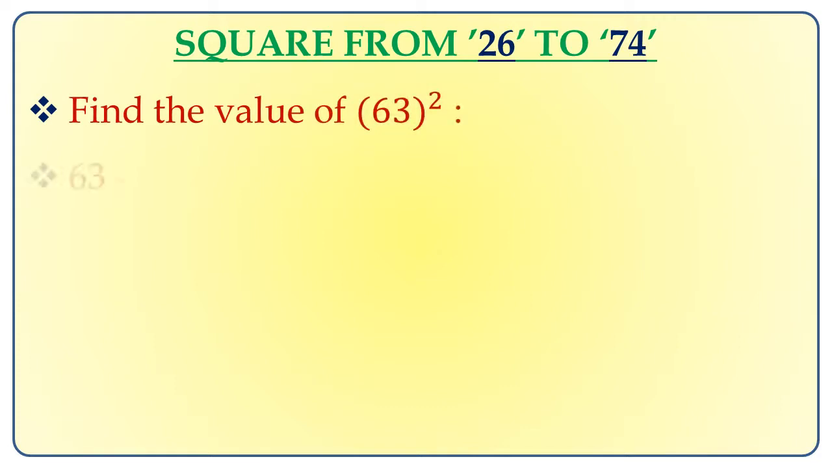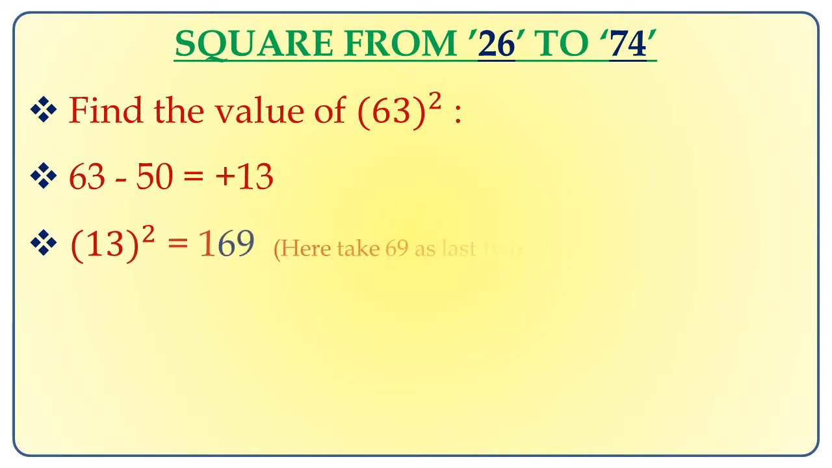Our first line of action is we have to find the difference of 63 and the base number 50. It is 13, or we say it is plus 13. Plus because the number is more than 50. Now 13 square is 169. But what is our rule? Our rule is that we can take only 2 digits as the last 2 digits of the answer. Here 13 square is 169. So we take only 69 as the last 2 digits of the answer, and 1 will be carried forward.